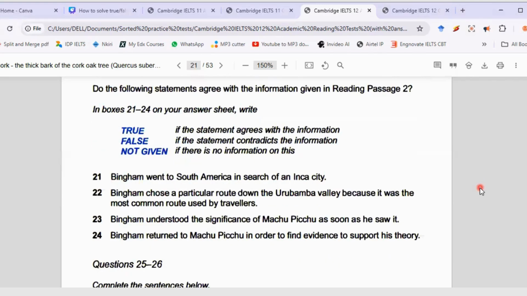Okay, passage 2 here. Do the following statements agree with the information given in reading passage 2? Bingham went to South America in search of an Inca city. So this is my keyword. Bingham is a keyword here. Went, that's another keyword. South America is another keyword. Then in search of an Inca city. So this is the reason why he went to South America. He went to search for an Inca city. So let's go to the passage now and check.